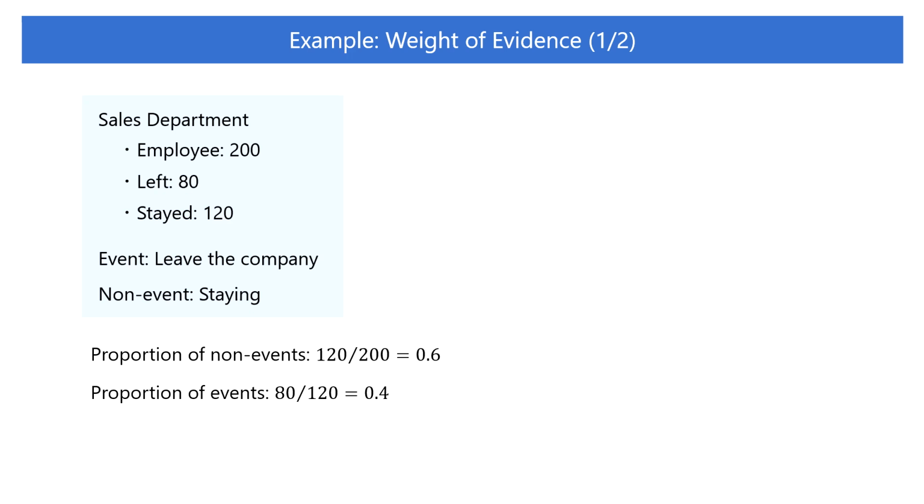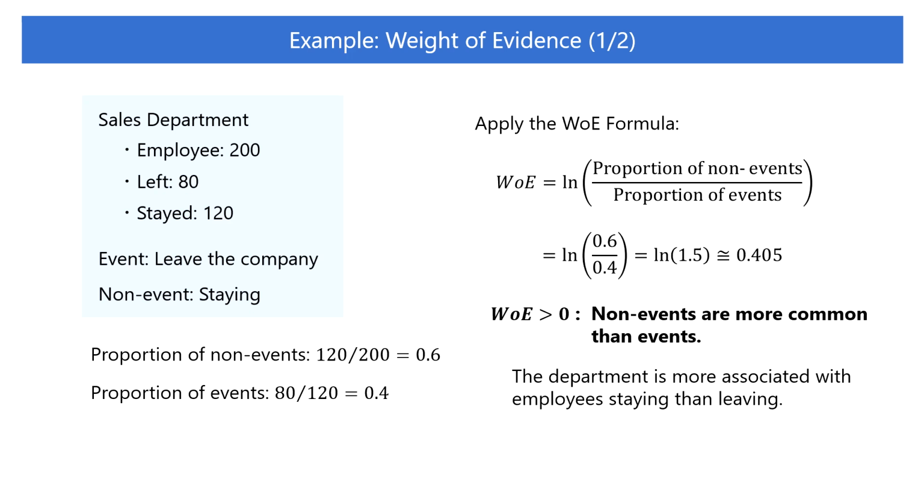We start by computing the proportions of events and non-events. Next, apply the formula of weight of evidence. The value of weight of evidence is around 0.405. This positive weight of evidence value tells us that in this group, non-events are more common than events. In other words, the group is more associated with employees staying than leaving.